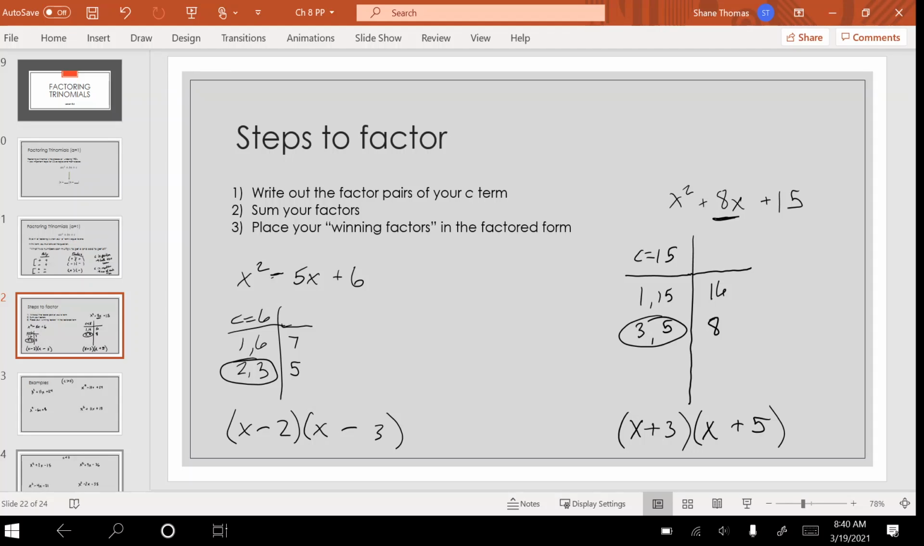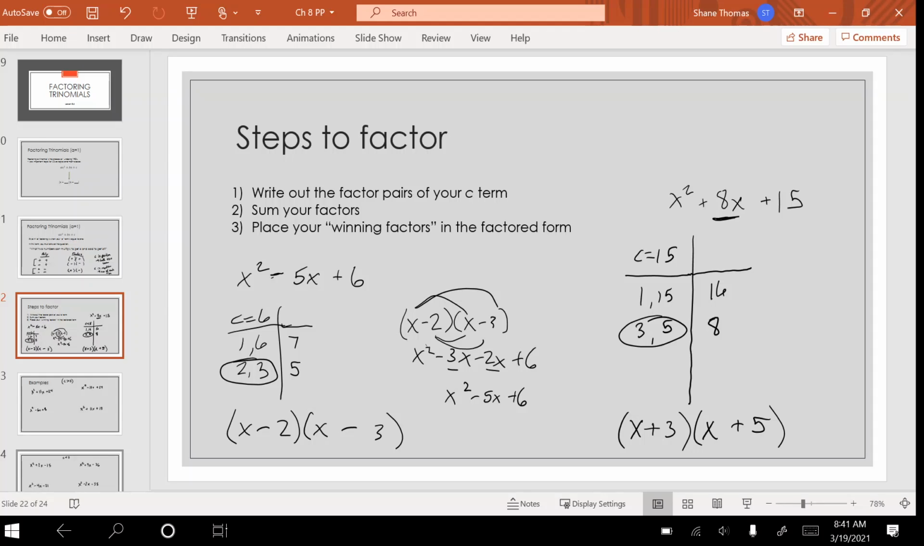All right, so let's use the one I just found. X minus 2, x minus 3. Here and here is x squared. Negative 3x, negative 2x, positive 6. Combine like terms: x squared minus 5x plus 6. Is that what I started with? Yeah, so that's a proper factoring.